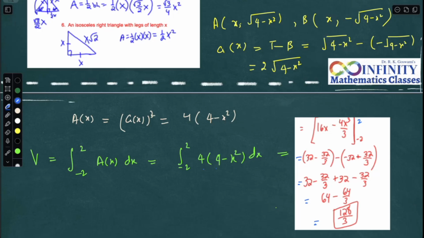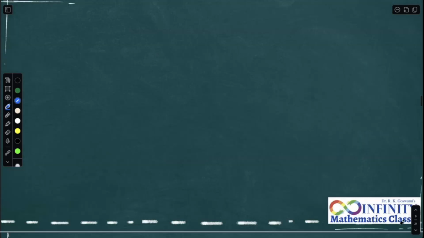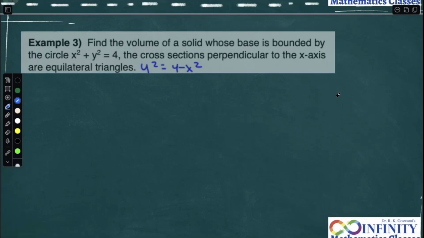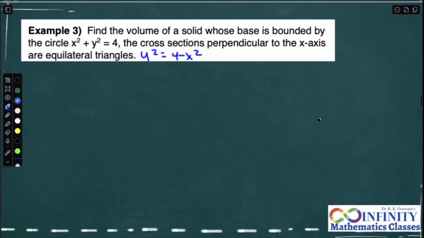So next question is, give me a second. Yes, there is a next question. I'm just giving you one more question based on the same. They will tell you what kind of figure you are dealing with, what may be the cross-section area. Then you need to find out the cross-section area. Find the volume of the solid whose base is bounded by this circle, and the cross-section perpendicular to the x-axis is an equilateral triangle.